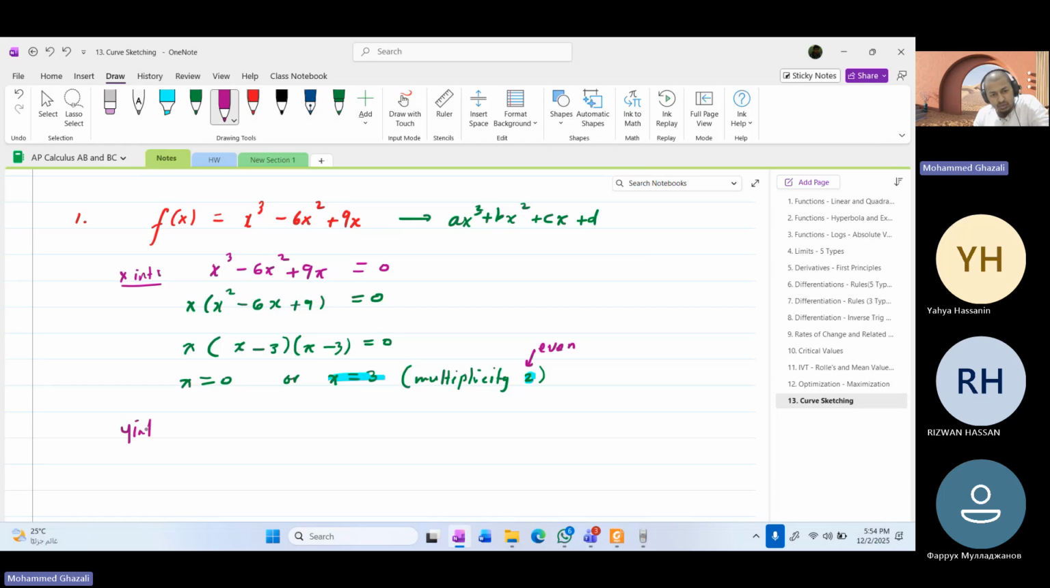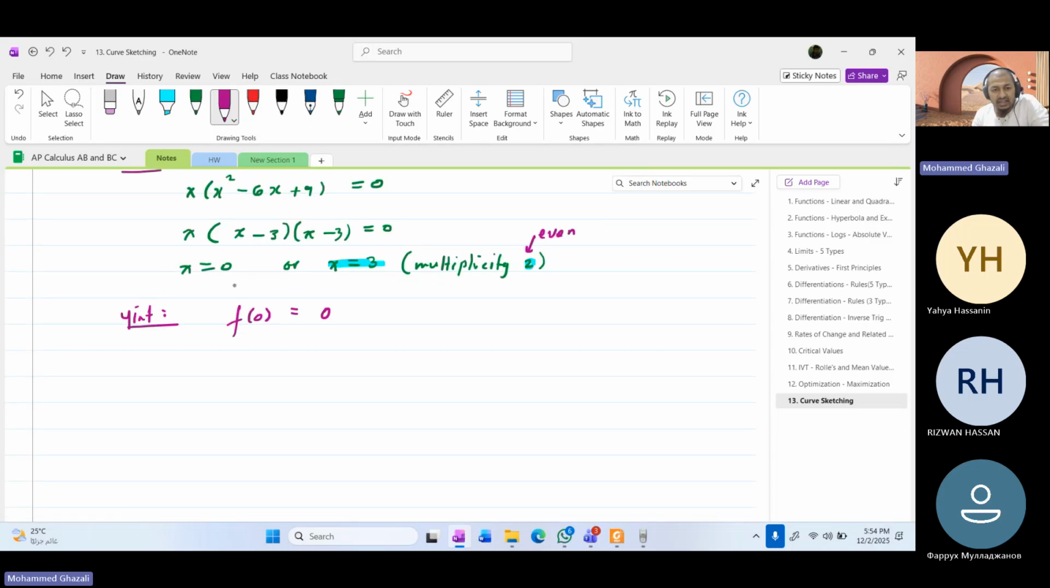Let's find the y-intercept. Y-intercept is finding f of 0, right? f of 0 will give me 0, okay? Right, so great. We have the x-intercepts and we got the y-intercept. Now comes the critical points. Critical points are basically points where the derivative is zero, all right? The stationary points. So f prime x.